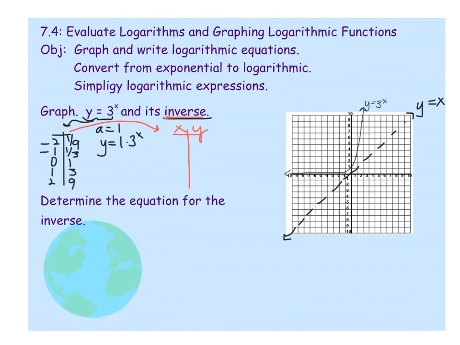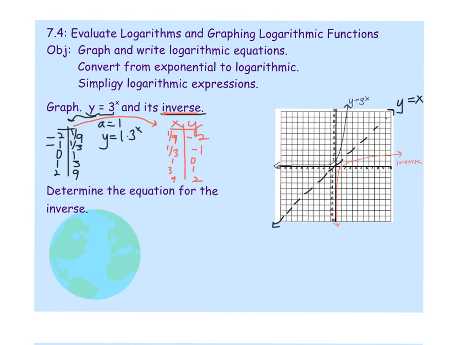-2, 1/9 would be 1/9, -2. Should be a 9 right there. There we go. And then 1/3, -1, 1, 0, 3, 1, and 9, 2. Go ahead and plot these 5 points and we'll see if we get that true reflection over the line y equals x. And if you look at those points that are plotted in red, it looks like they're the reflection of the points on the equation y equals 3 to the x.